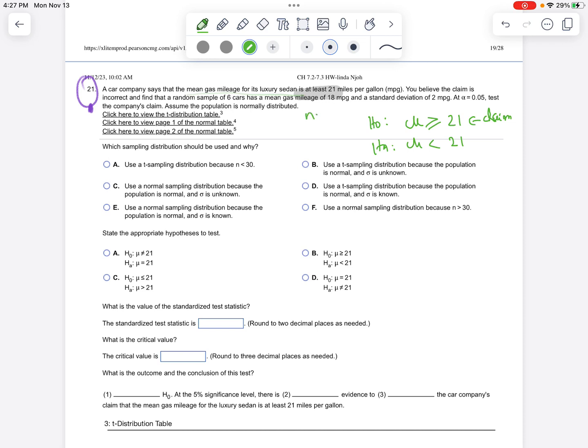Now, you believe the claim is incorrect. You find a random sample of 6 cars, n is 6, with a mean mileage of 18 and a standard deviation of 2. At alpha equals 0.05, test the company's claim. Assume the population is normally distributed. So I have a normal population, sigma is unknown, and n equal to 6, small sample. This should be a t-test.